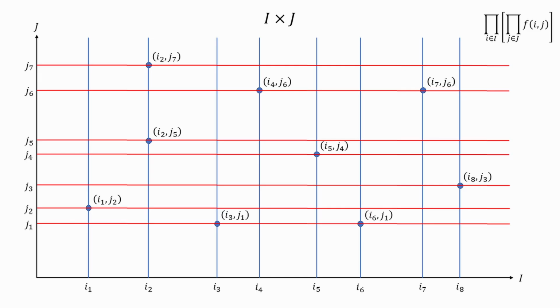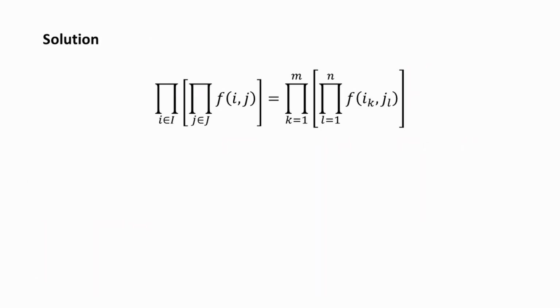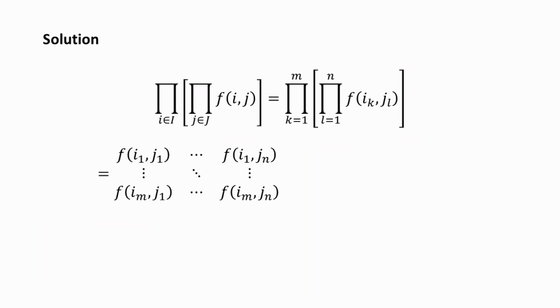Although the intersections cover more than the necessary points, the rest will produce the unit element E and do not affect the result. Therefore, I can expand the product and arrange them as a block. Each row represents the product of all j's with a fixed i.